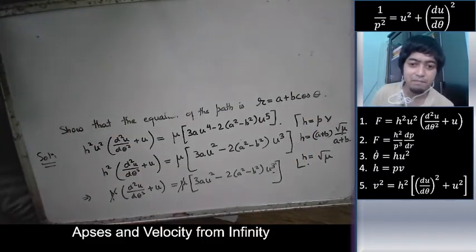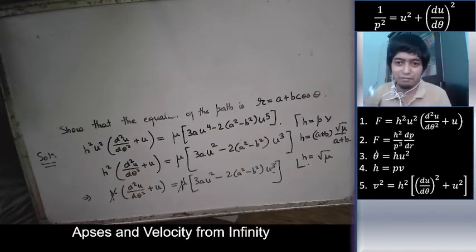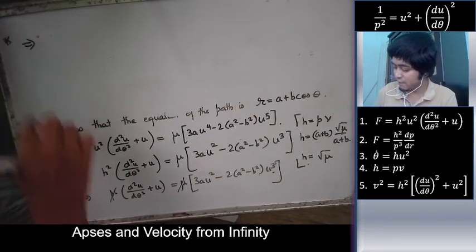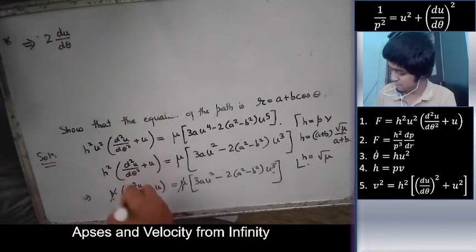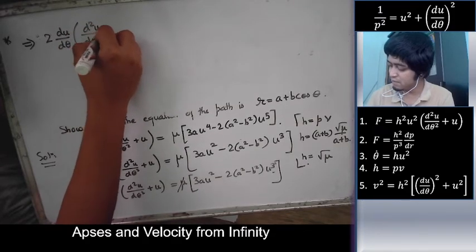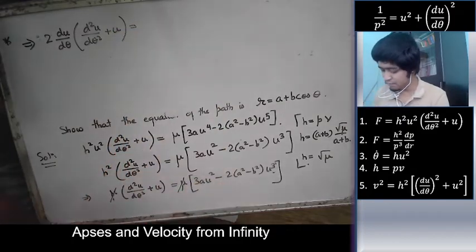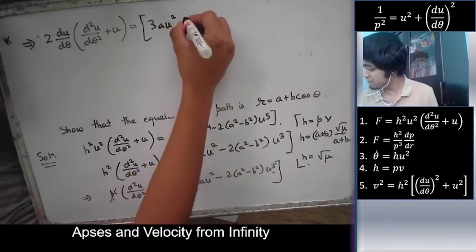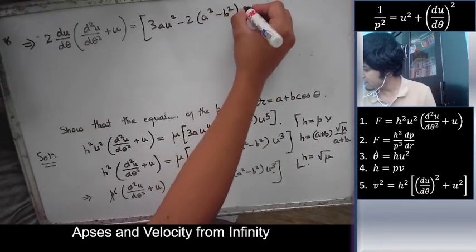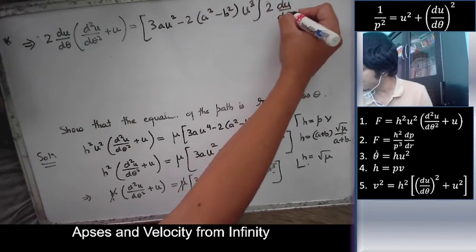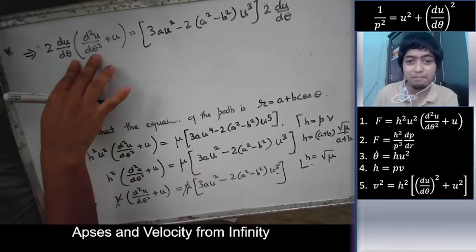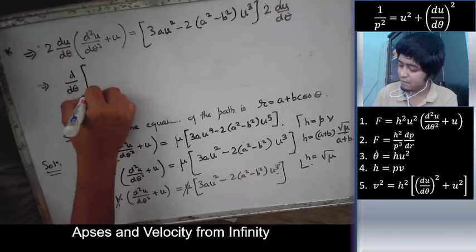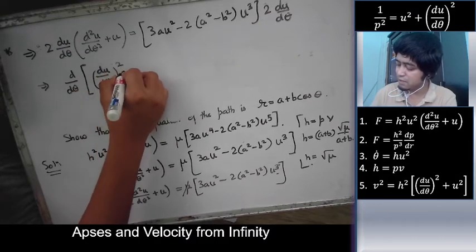Now comes a very important step. Remember that we had discussed before, we need to multiply now by 2 du by d theta. So we will multiply both sides by 2 du by d theta. This one will be d2u by d theta square plus u, and over here, it remains as it is, 3a u square minus 2 a square minus b square u cube, and then we will be having 2 du by d theta. Multiply both sides by this. But also we had discussed before that once you multiply by 2 du by d theta, this left hand side will change into d by d theta of, du by d theta whole thing square, plus u square.